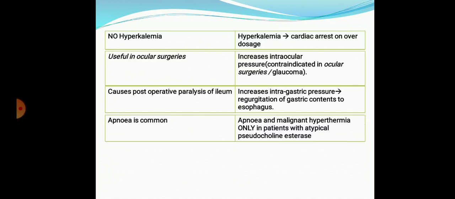Next difference, apnea is very common with the competitive or non-depolarizing blocker because of paralysis of respiratory muscles like the diaphragm and the internal and external intercostal muscles. While in the case of the depolarizing blocker, it is observed only in some patients, that is, patients with genetic variability, patients with the presence of atypical pseudocholinesterases, where the patient is not able to metabolize the drug at a faster rate due to the lack of the usual pseudocholinesterase. Refer back, it is mentioned under factors modifying drug action, kindly refer to it.